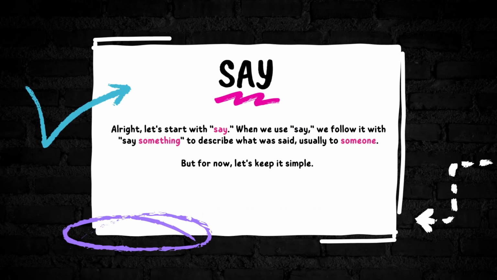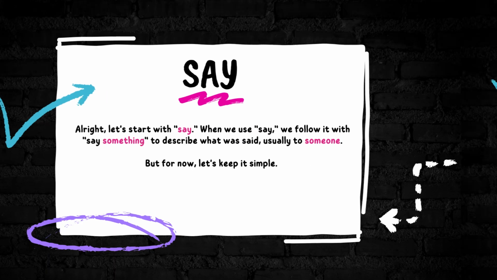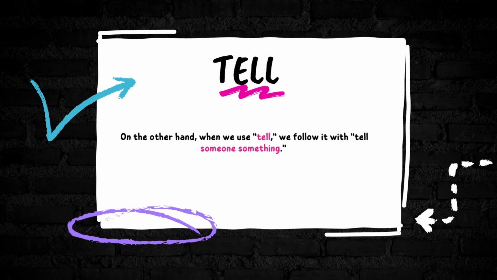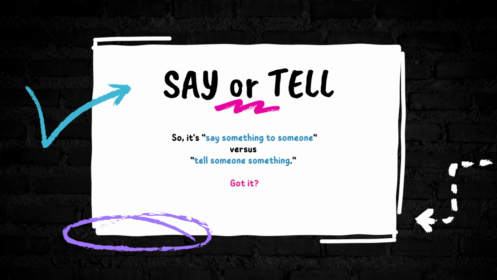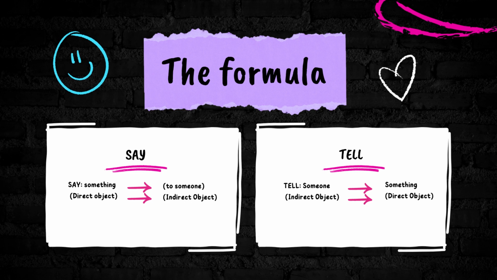All right, let's start with say. When we use say, we follow it with something to describe what was said, usually to someone. But for now, let's keep it simple. On the other hand, when we use tell, we follow it with someone something. So it's say something to someone versus tell someone something. Got it? Say something equals to someone, direct object. Indirect object. Tell someone equals something, indirect object equals direct object.